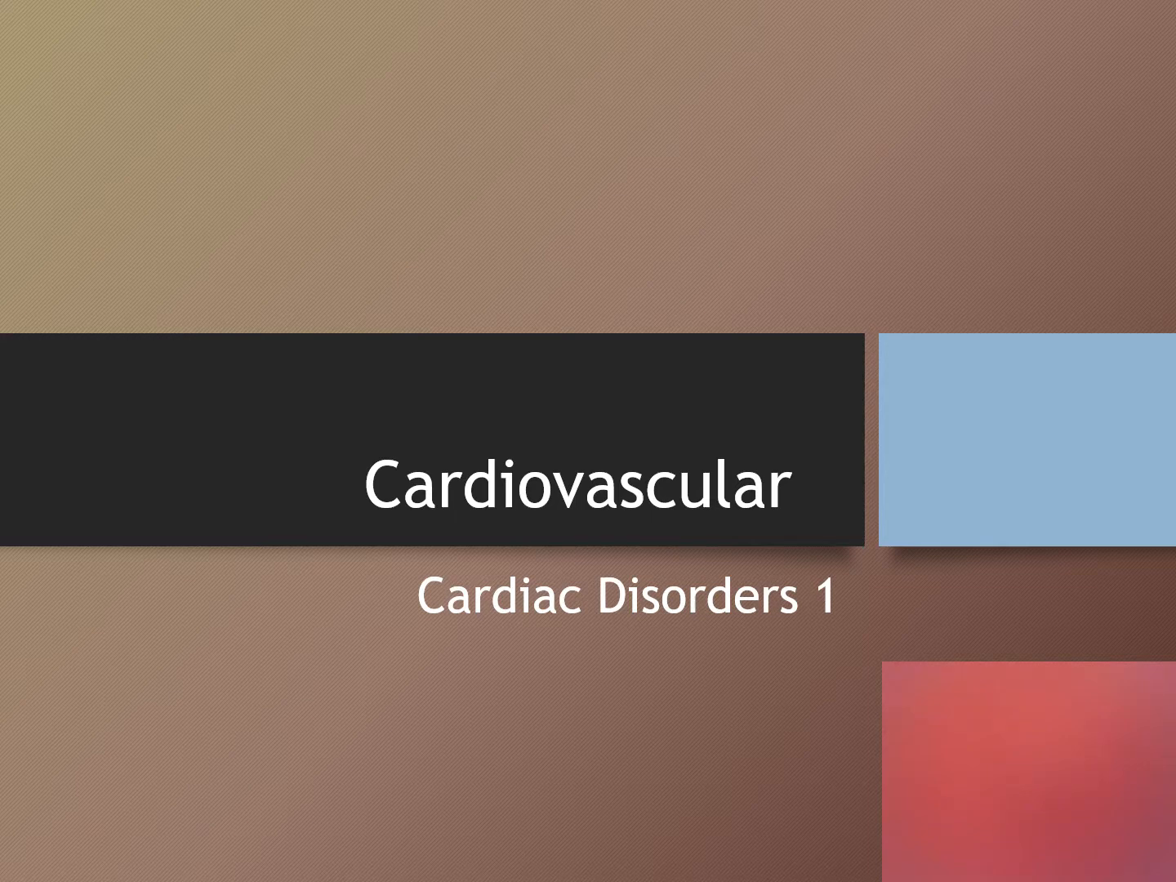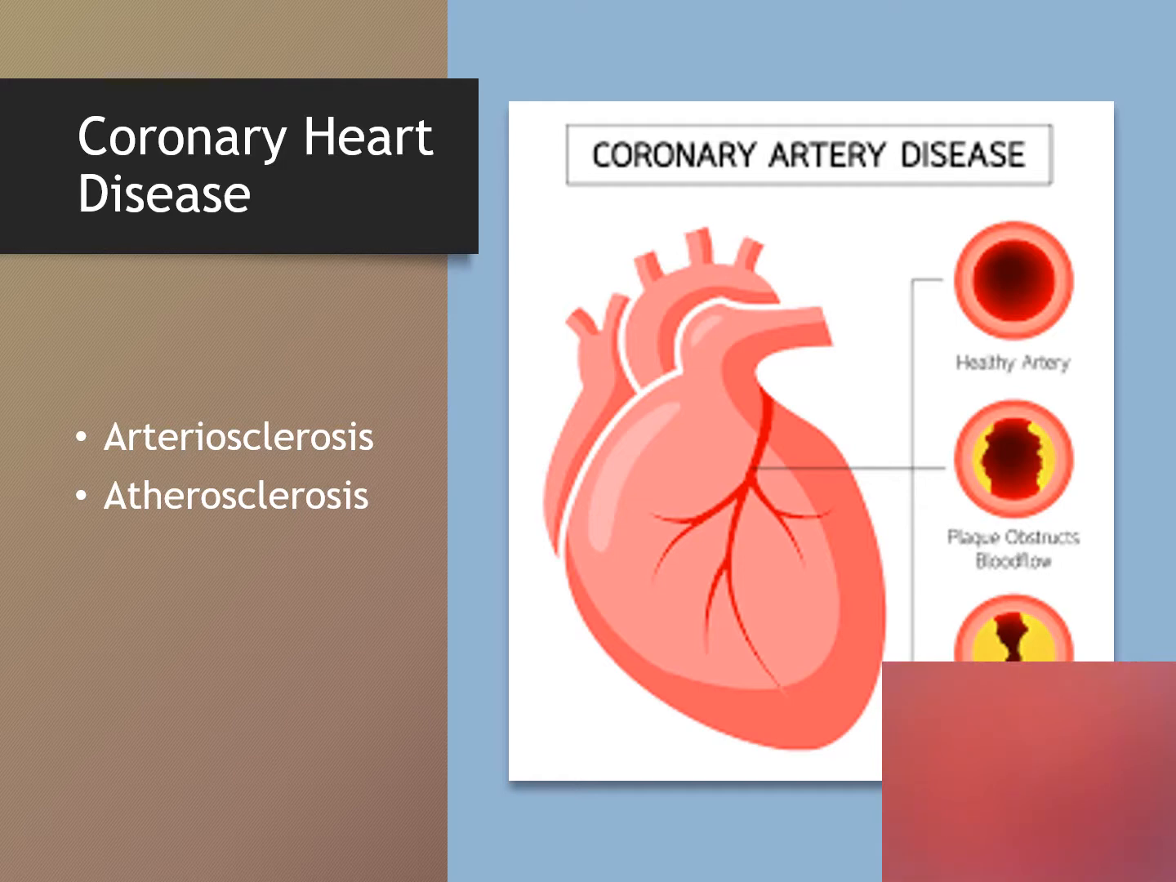Cardiovascular cardiac disorders 1. Coronary heart disease will occur when the major coronary arteries are partially or completely blocked. Blockage can occur from the coronary artery spasm, arteriosclerosis, or atherosclerosis, and can result in ischemia or infarction of the myocardial tissue.